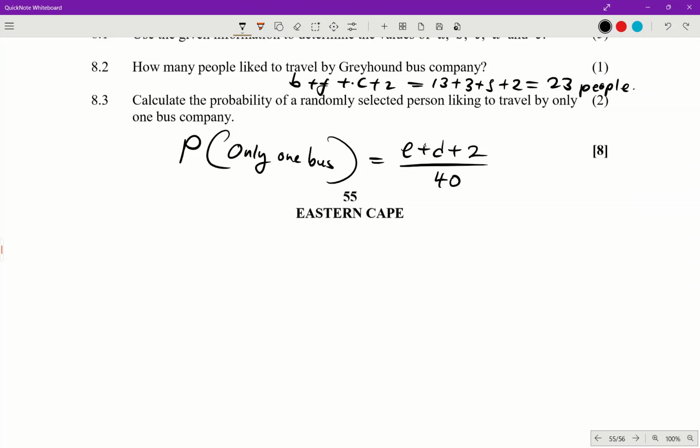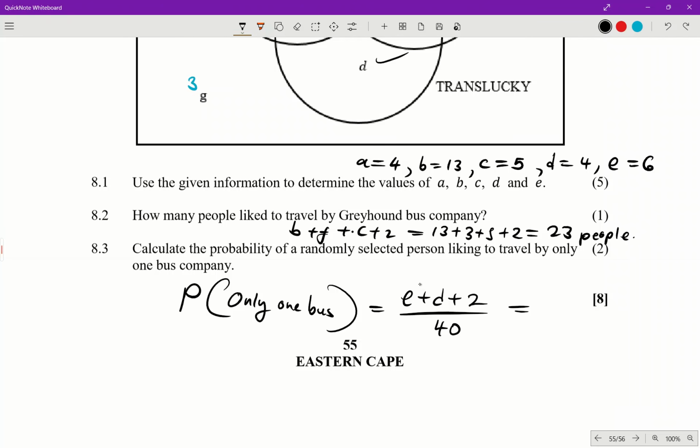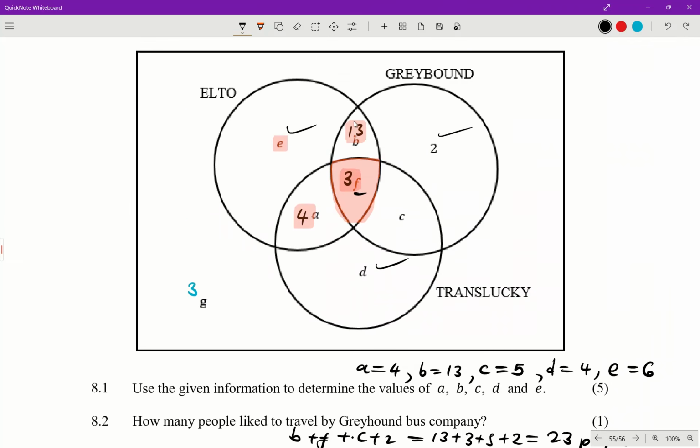So the number of favorable outcomes divided by what? The total number of outcomes. So E, someone is seeing L, but that's E. So E is 6. D is 4. And then plus 2 all over 40. So 6 plus 4 plus 2, over 40. 3/10. And we are done. You're going to pass, guys, ne?